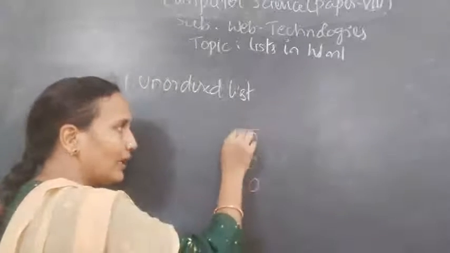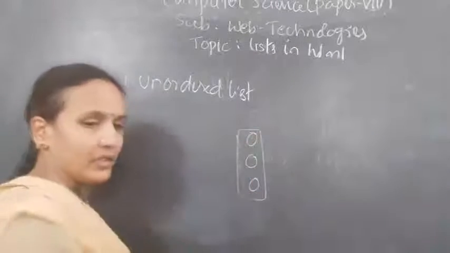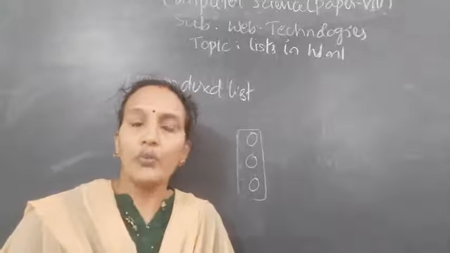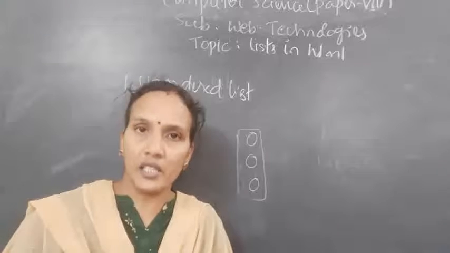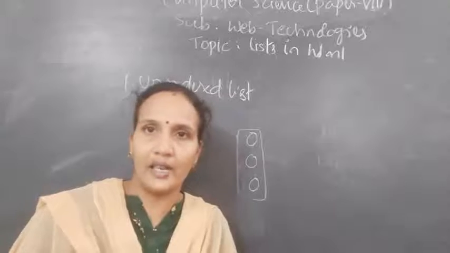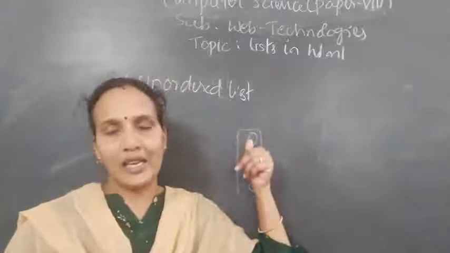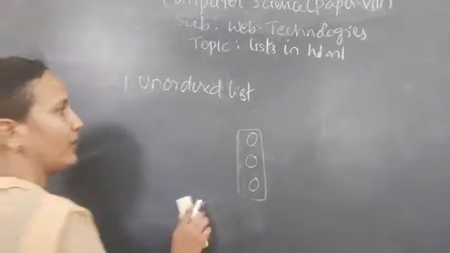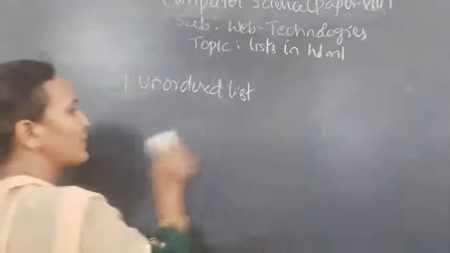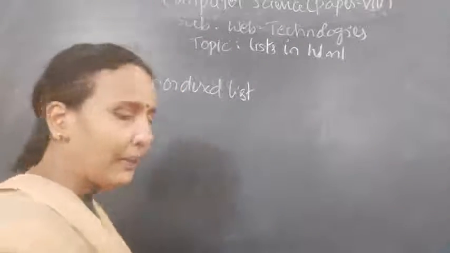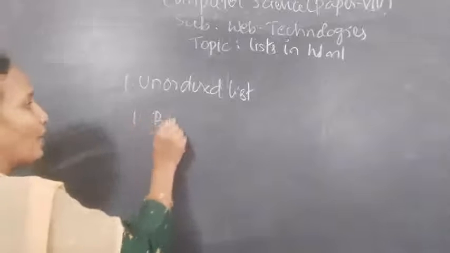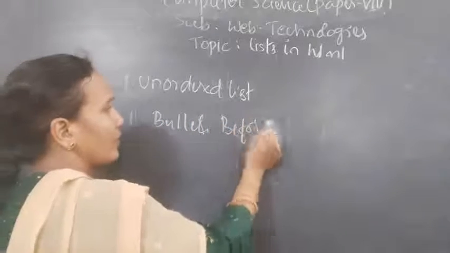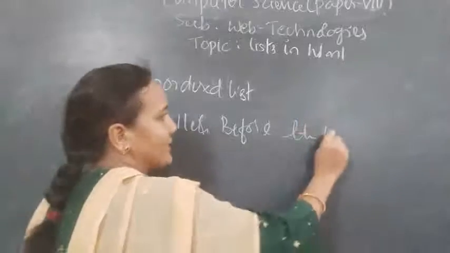Okay, so here this is not a sequence actually. This is a symbol, unordered. Here you don't need to follow any sequence. So where you don't want to follow any sequence before the list items, we'll use this type of list. Okay, so unordered, there is no sequence, then we'll use this type of list. And this list displays different types of bullets before the text, before the list items.